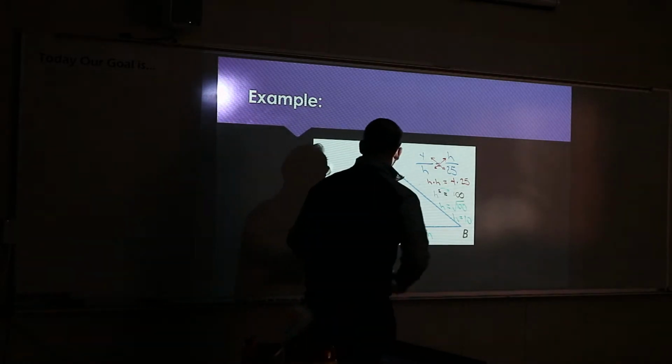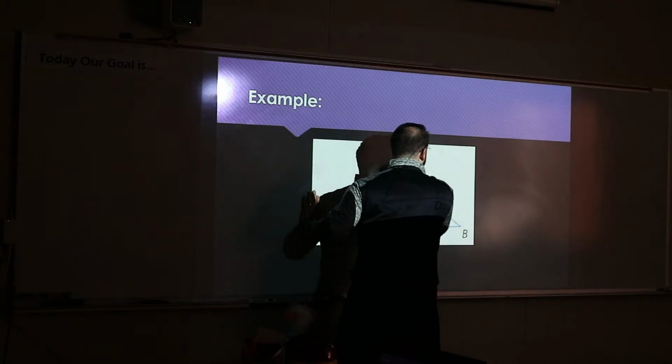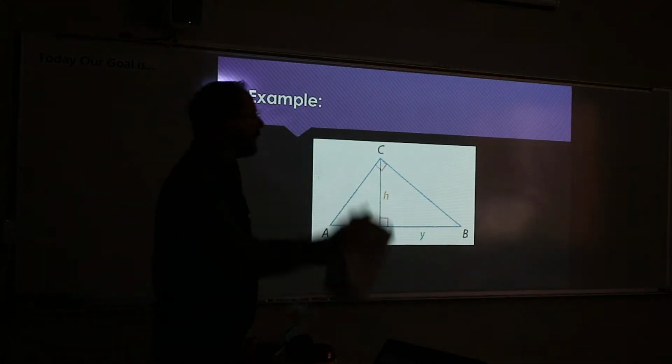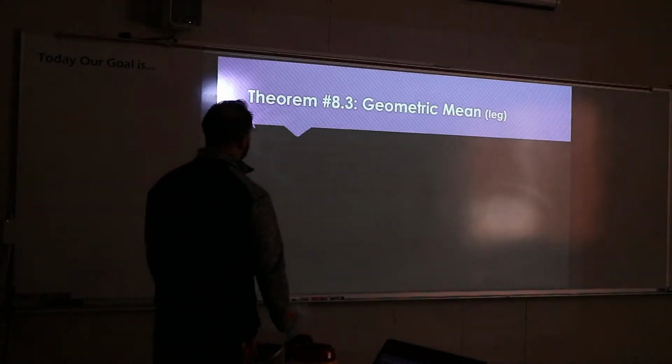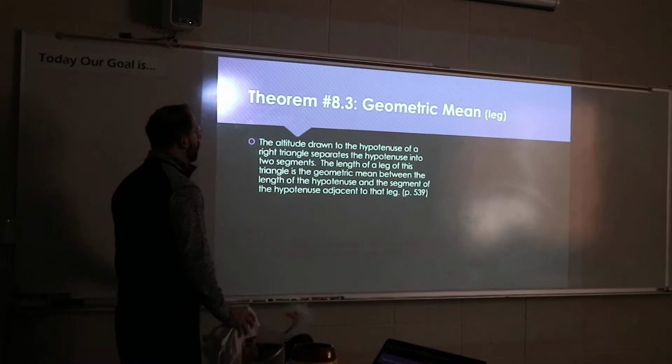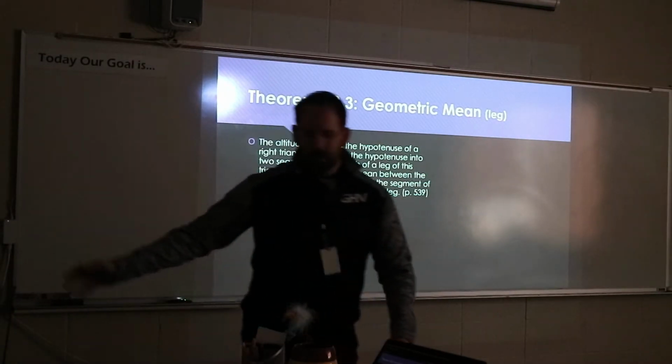All right, now let's go to the second theorem today. This is our second and last theorem today. It has its own formula. So I said there's a second formula. So here you go. Here's your next theorem. 8.3. It's called the geometric mean, but it's for legs of a triangle, not the altitude. So let's write down the words.